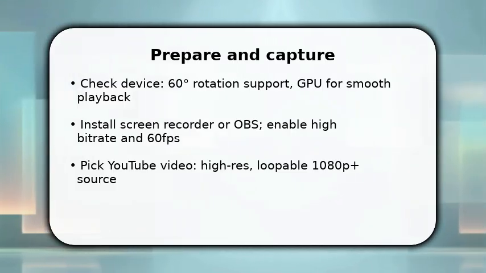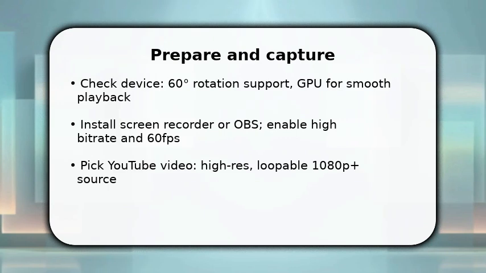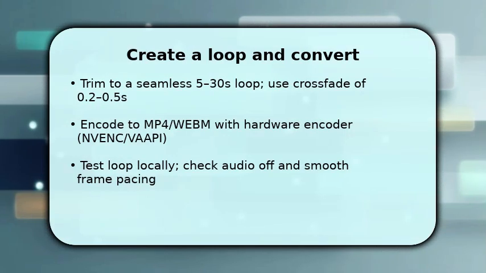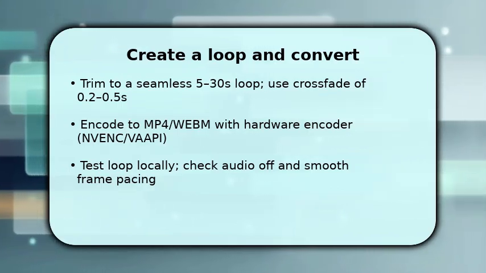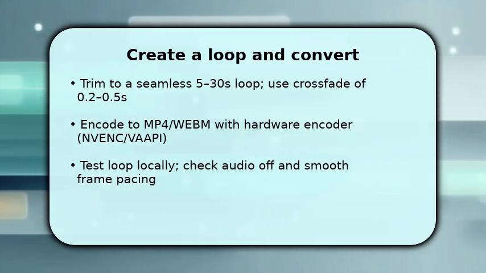Now that capture settings are locked, you're ready to record a clean looped clip. Next, you edit and convert the recording into a proper live wallpaper clip. Trim the clip to a short 5 to 30 second segment that repeats well, and add a tiny crossfade of 1/4 to 1/2 second to hide cuts.